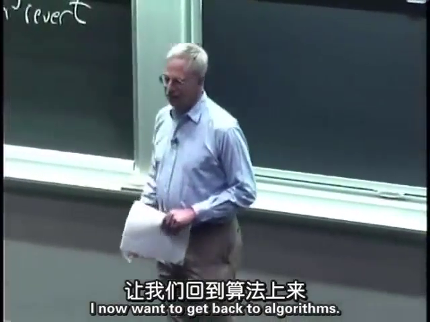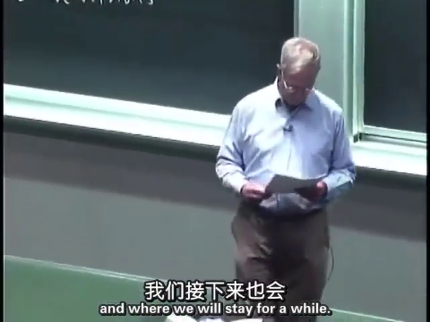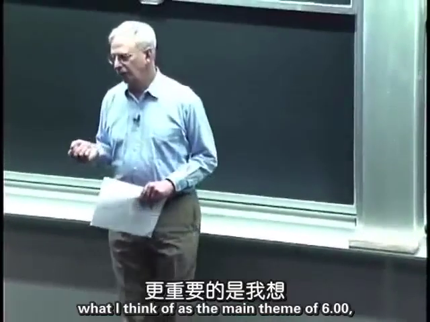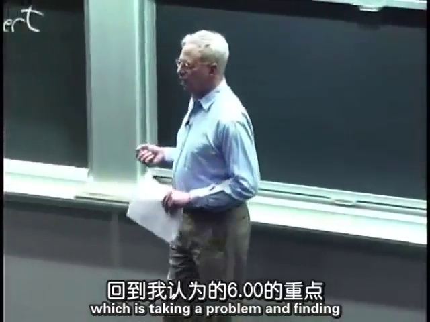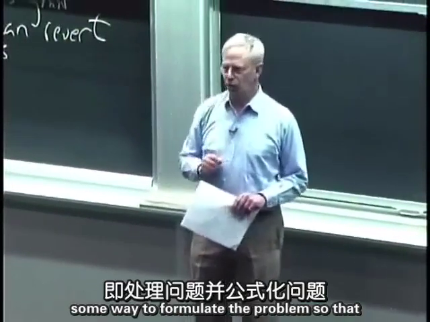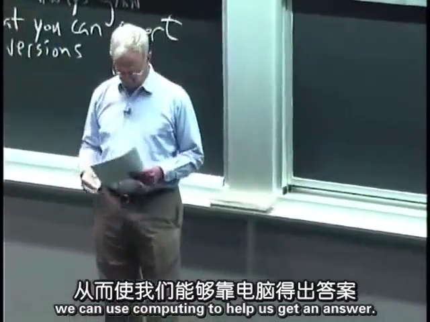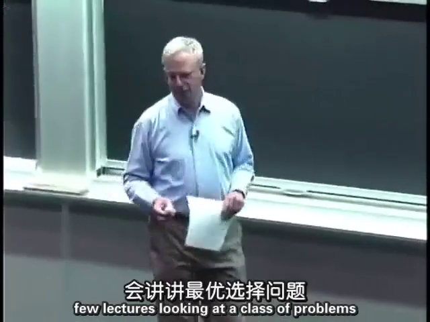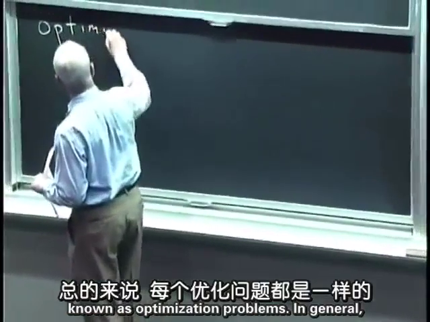I now want to get back to algorithms, where we've been for a while and where we'll stay for a while. More fundamentally, I want to get back to what I think of as the main theme of 600, which is taking a problem and finding some way to formulate it so that we can use computing to help us get an answer. In particular, we're going to spend the next few lectures looking at a class of problems known as optimization problems.